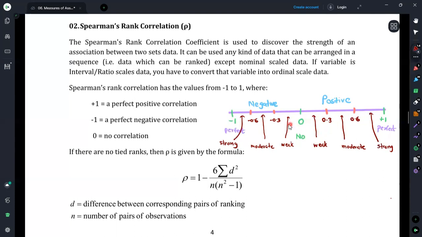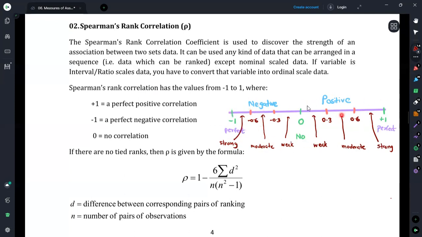But if it is in this region, 0 to 0.3, then we can say that there is a weak positive relationship among the variables. If it is in the region of minus 0.3 to minus 0.6, then we can say that there is a moderate negative relationship. Then if it is in between minus 0.6 to minus 1, there is a strong negative relationship between the variables.